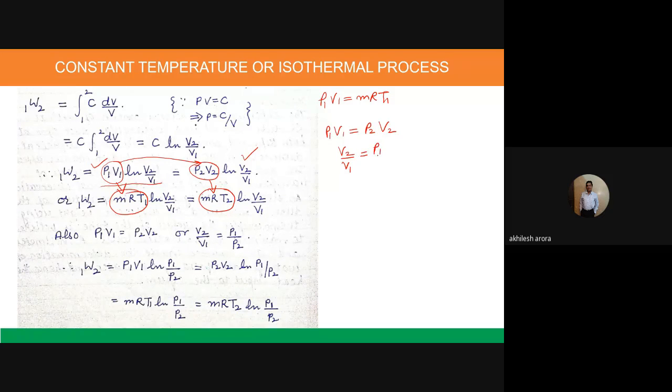We also know that P1 V1 is equal to P2 V2, so it means that V2 by V1 is equal to P1 by P2. So that means I can replace V2 by V1 by P1 by P2. That is what we have done in the next value. W1 to 2 is P1 V1 log natural P1 by P2. So here instead of using V2 by V1, we have used P1 by P2 because that is equal from this particular equation. So there are various equations which we can use for calculating the work.